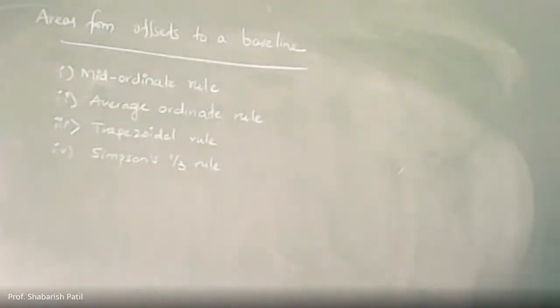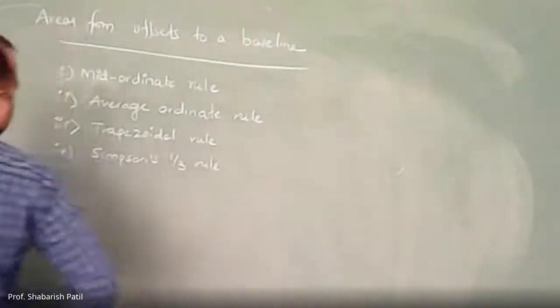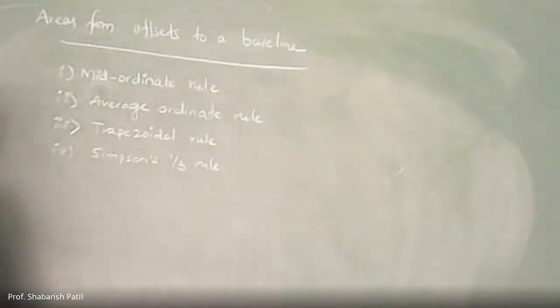Maybe you might be studying this semester or you might have studied it. I don't remember, but they are also part of engineering mathematics. So these are the four rules to be understood for finding areas from offsets to a baseline.